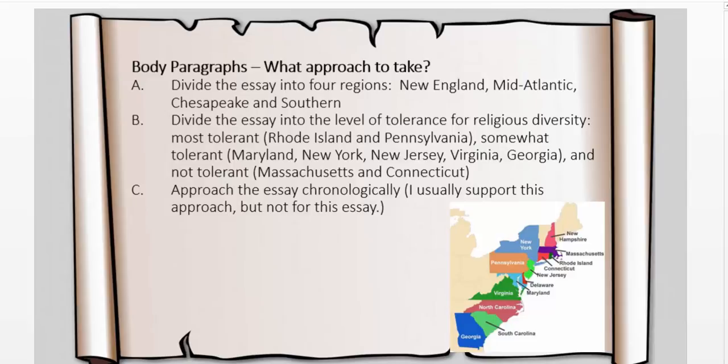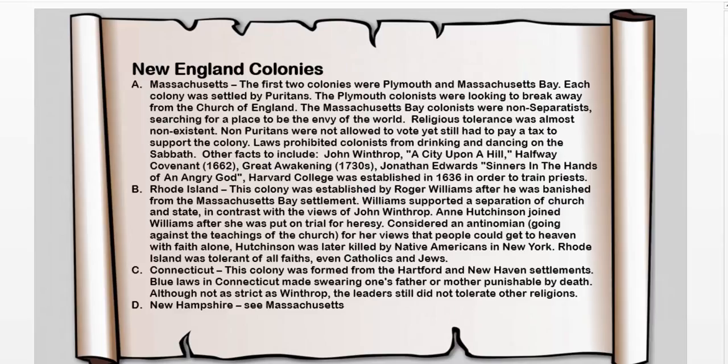Now, what I did for you in the next couple of slides is I broke down the details for each of the colonies related to religion. So I'm not going to just read this for you because that makes no sense, but I can summarize a couple of key points. In Massachusetts, which was Plymouth and Massachusetts Bay, which combined together, they were very strict. So if you were not a member of the Puritan Church, you were going to be kicked out. There was really almost no religious tolerance there.